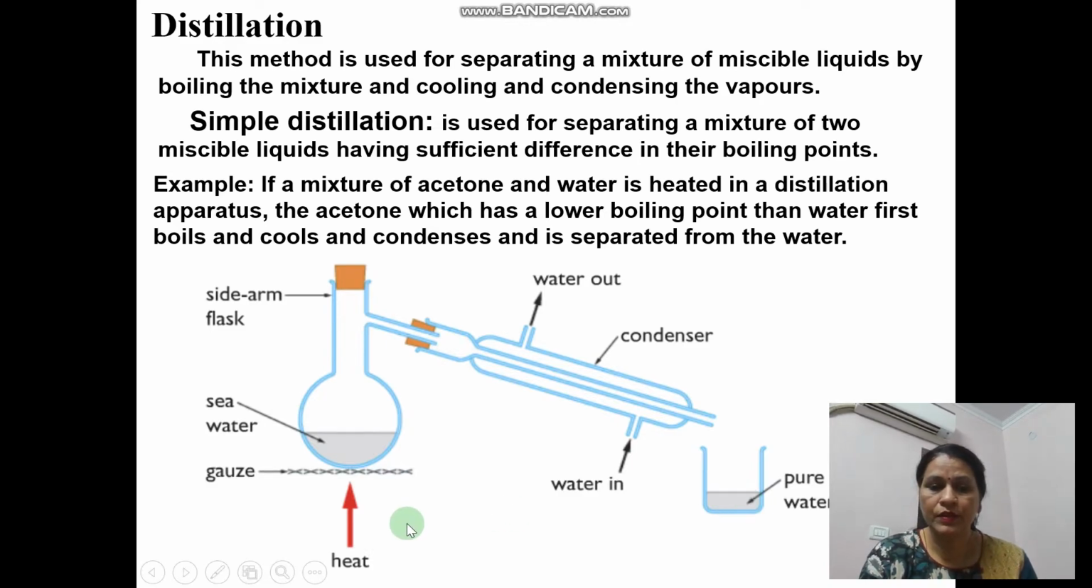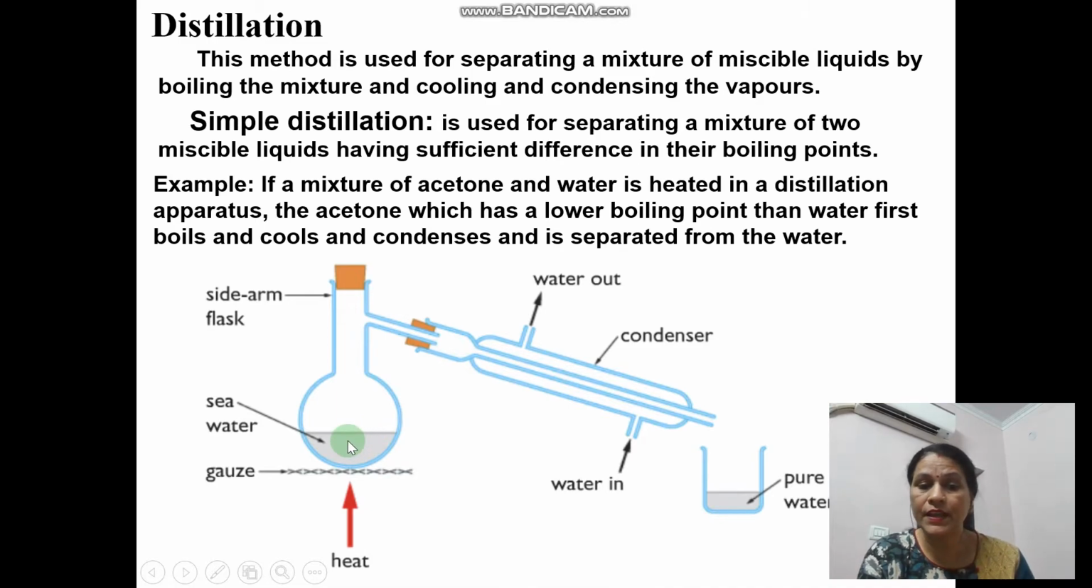Okay, now here constant heat is supplied. This is wire gauze. What is the purpose of the wire gauze? In the labs we use wire gauze for the even distribution of heat. We cannot heat the apparatus directly.